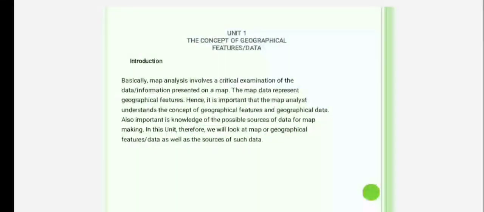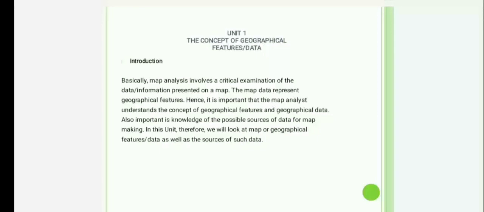Introduction. Basically, map analysis involves a critical examination of data or information presented on a map. So, ang map, ga-analyze siya og mga critical examination o gahatag siya og data or kanang mga information nga ga-represent siya sa map kung asa ang location. The map data represent geographical features. So, ang map ga-represent siya og geographical features.